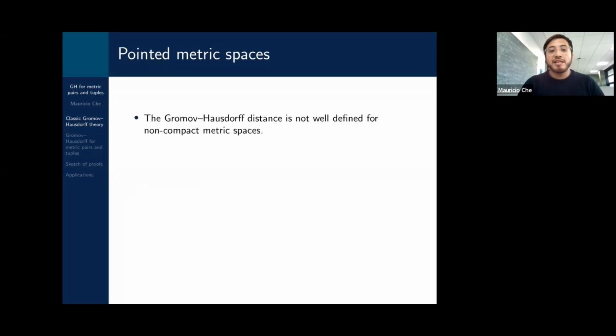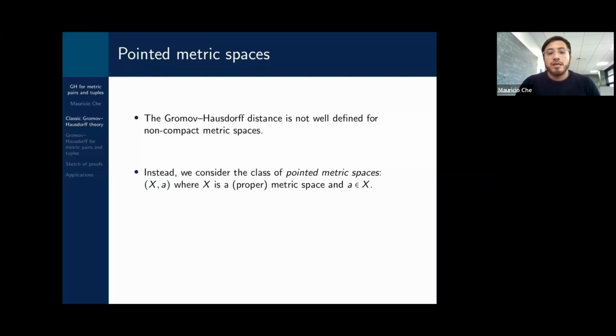Right? Okay, now let's move on to a more general setting. What if we now look at the non-compact metric spaces? As I said before, the Gromov-Hausdorff distance in principle is not well defined. So what we do instead, we look at pointed metric spaces, that is an ordered pair like this, where X is a metric space, A is an element in X, and we also ask that the metric spaces we consider are proper in the sense that they satisfy the Heine-Borel theorem. That means that closed and bounded subsets of X are compact. We need that condition in order to do any kind of Gromov-Hausdorff theory here.